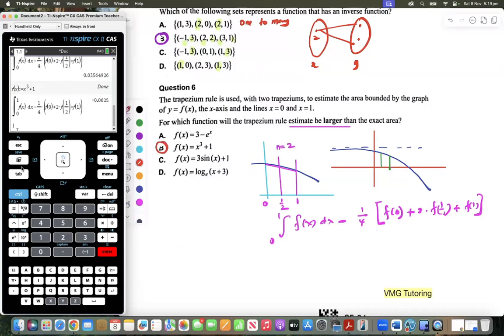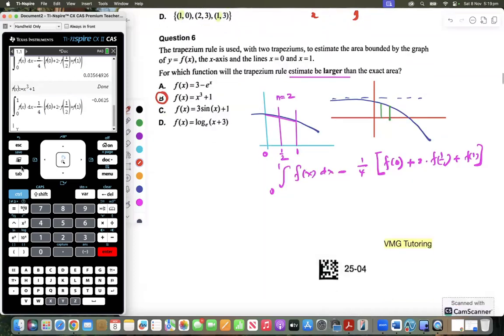Let's draw this. It's a cubic graph, right? It goes up by 1. So basically, your graph looks like this, right? So then if you slice it into 2, your trapezium estimate line goes above. Correct. So answer B is correct.